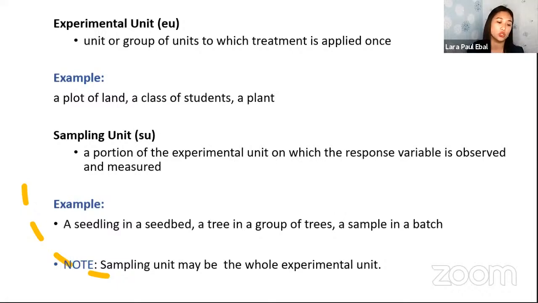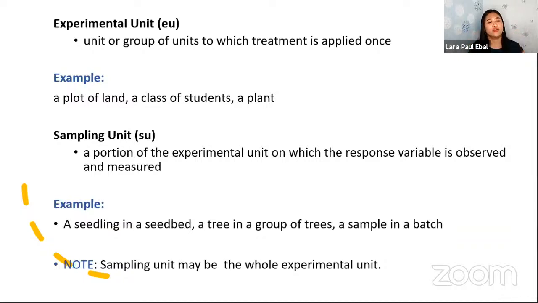Another term that we need to learn is the experimental unit, the EU. It is a unit or group of units to which a treatment is applied once. You know your treatment level, and you apply it to a subject or to a unit. We call that the experimental unit. So you apply a treatment only once to an experimental unit. Examples are a plot of land, a class of students, a plant, a tree, a dish, a flask in the laboratory, or a test tube.